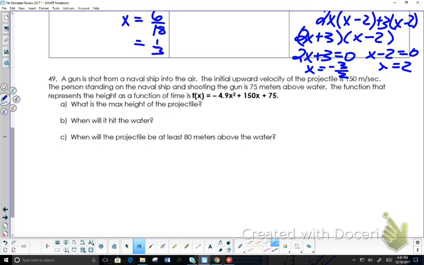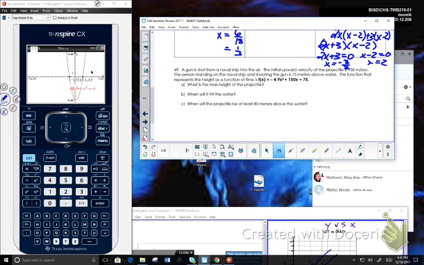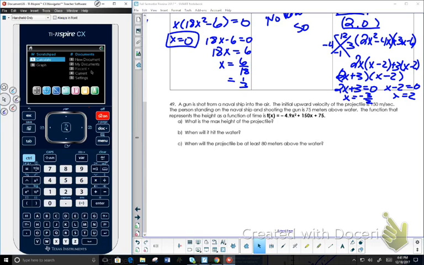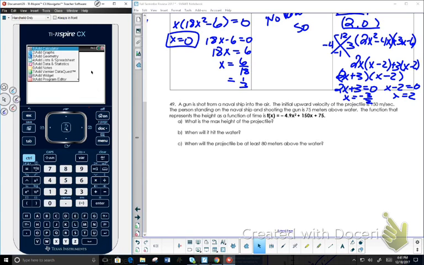A gunshot, this also is going to be a calculator one. A gunshot from a naval ship shot into the air, the initial upward velocity. So let's see, I'm going to slide this over here so I can pull up our calculator, and we'll do it that way. So I'm going to hit home, OneNote just to clear everything out. And I'm just going to type in what they gave me, negative 4.9x squared plus 150x. Now when you do this, double check, make sure you type it in right, because that's always helpful.